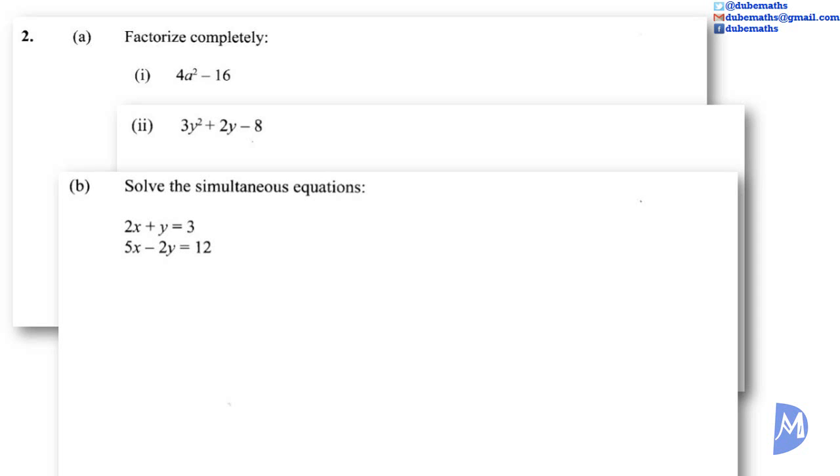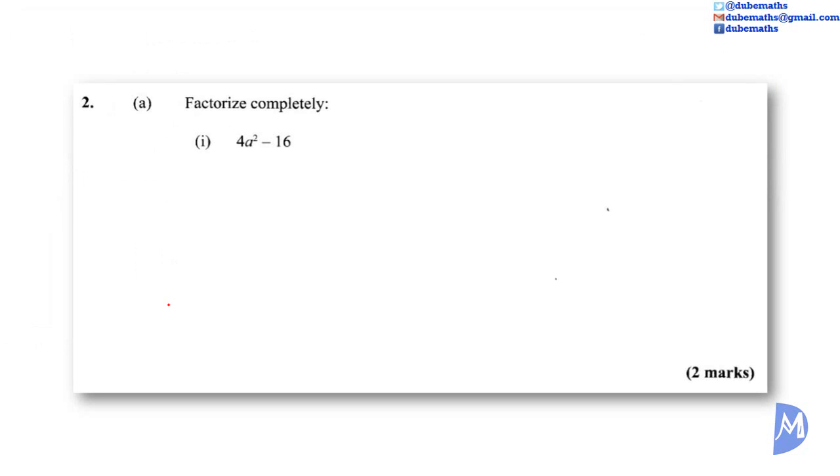Okay, let's go. 2a part 1. Factorize completely. 4a squared minus 16. You should notice here that we can both factorize by HCF or factorize the difference of squares. To factorize this problem completely, we will need to do both. Let me show you what I mean.